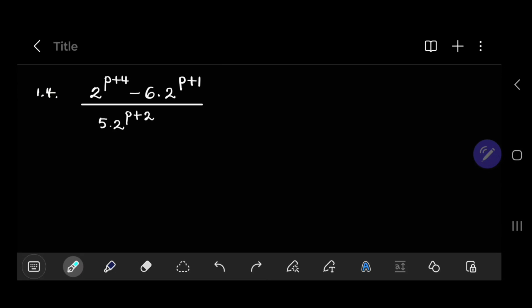So the next thing we can do is identify what is common. We notice that the exponents look very similar. We've got p plus 4, p plus 1, p plus 2. But if we are to factorize, we need to pull out the smallest exponent as the common factor. Now, between all 3 exponents, the one that is the smallest is p plus 1, which means that p plus 4 as well as p plus 2 can be written in terms of p plus 1. So let's work on doing that.